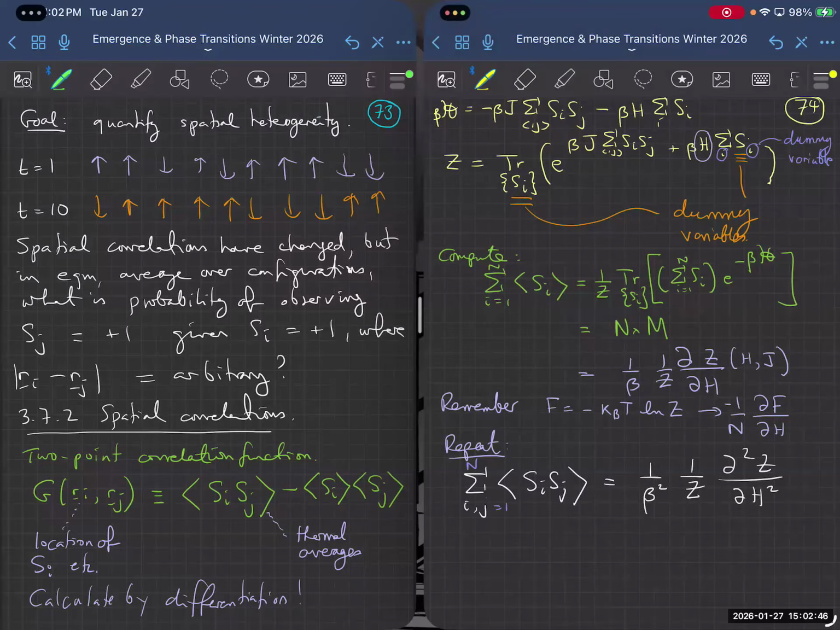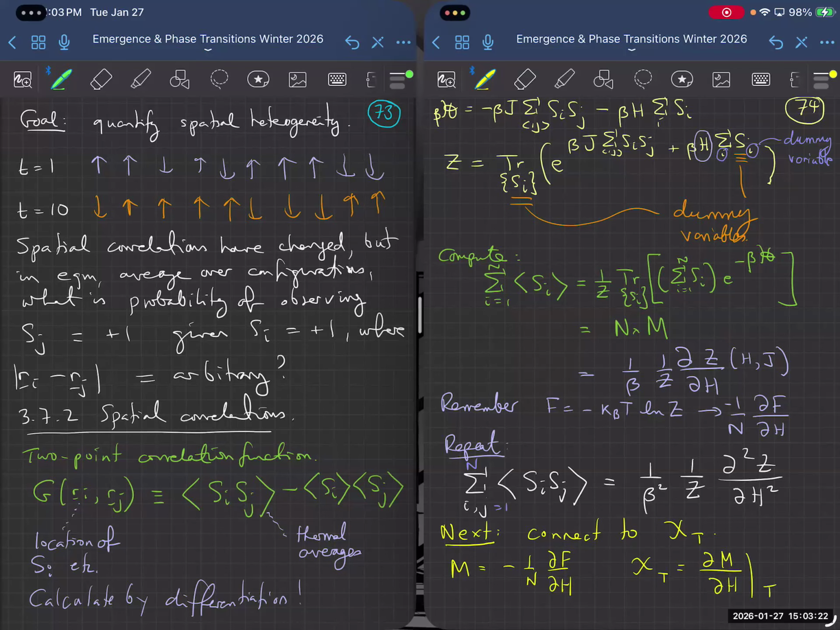So now let me remind you, the next thing we're going to do is this. We're going to connect this to the isothermal susceptibility that we talked about last time. So let's remember what the isothermal susceptibility is. So m, the magnetization per spin, is minus 1 over N dF by dh. So we know that that's true. And then we know that the isothermal susceptibility is dm by dh at fixed temperature.